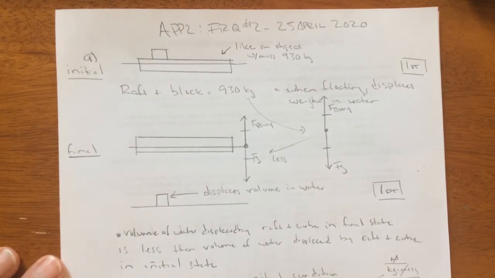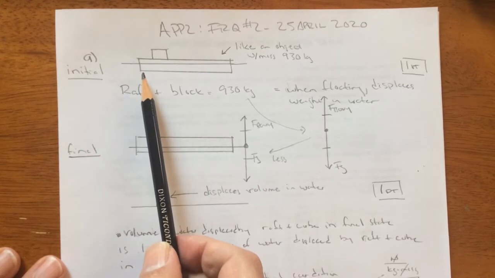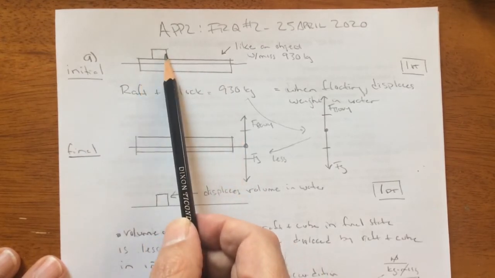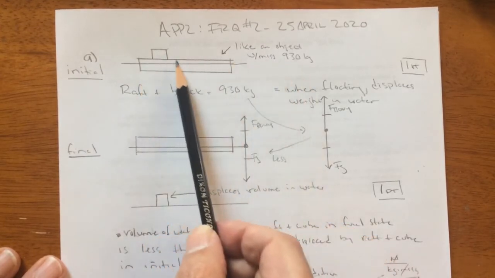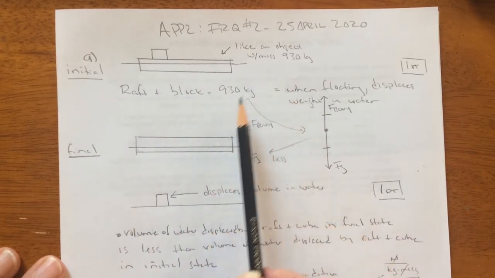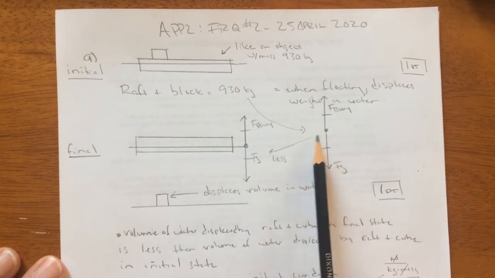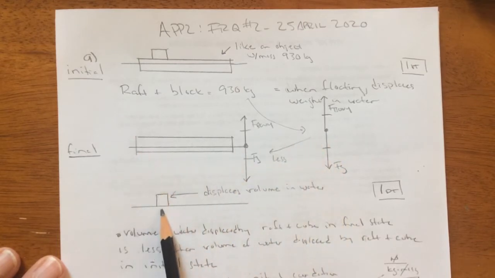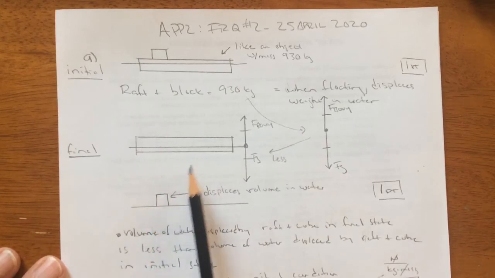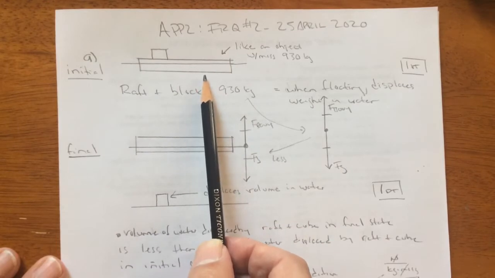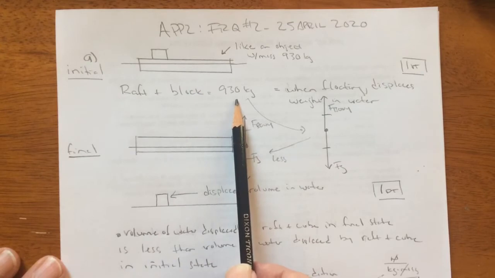So I broke it down, and if you've got enough time, you could certainly draw this. So I drew to help you visualize. I got the raft with the block. I got a total mass, the block and the raft, of 930 kilograms. I drew a quick free body diagram. Then I showed that when the block falls to the bottom of the pool, it's going to displace its volume of water. Up here, it's going to displace a volume of water equal to its mass.